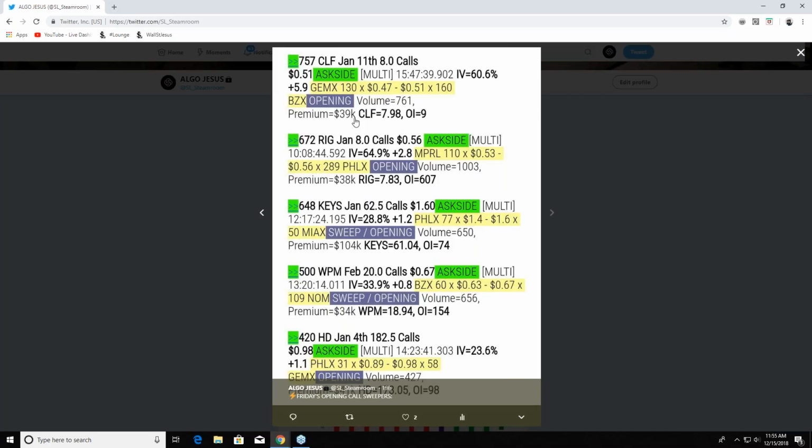CLF, $40,000 sweep. Keys, I looked at that. That wasn't a bad sweep for this name, but it's a roll from December to January. I think it's a software name, Keys. Here's that WPM, one of the bets. Home Depot, small sweep. So the names, I'm not going to lie to you, the action names were not impressive. Not impressive at all.